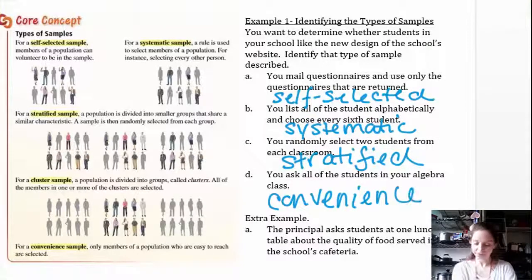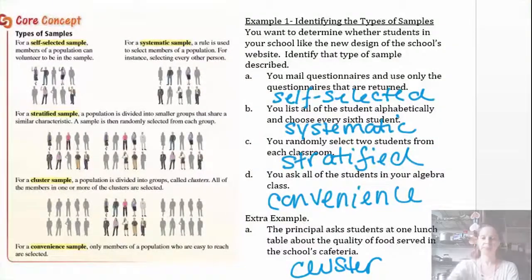Okay, so in that example, there was only one type they didn't get an example of, and that is the cluster sample, which is why I included the extra example. The principal asked students at one lunch table about the quality of food served in the school's cafeteria. This is a cluster sample.